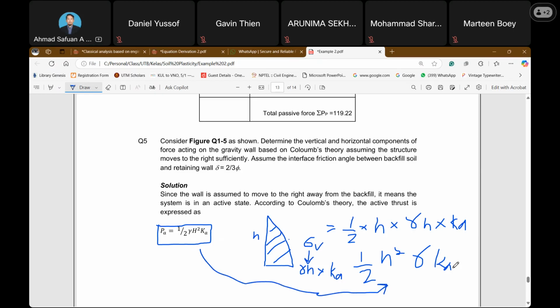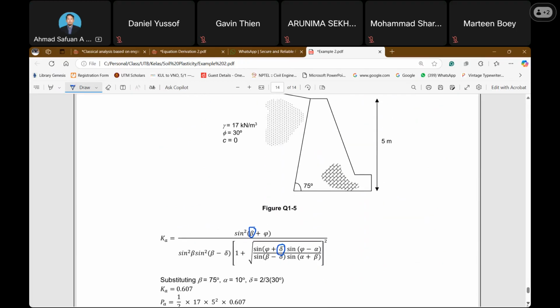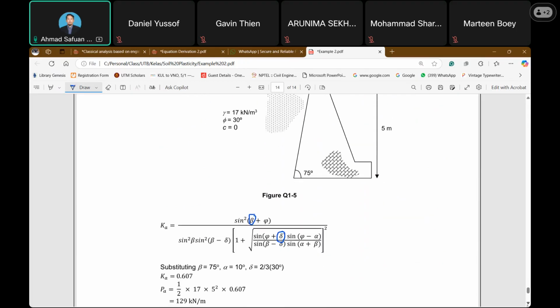Then plot the distribution diagram, and get the area for each diagram. Since the wall moves to the right, away from the backfill, it means the system is in an active state. According to Coulomb theory, the active thrust is expressed as Pa equals half gamma h squared Ka. Then use these equations to get the Ka.